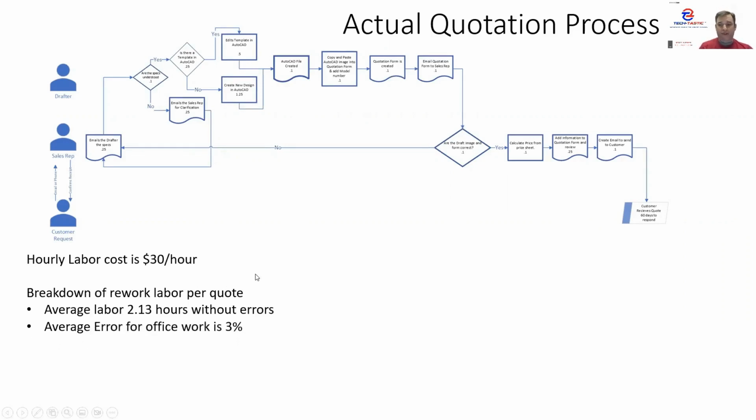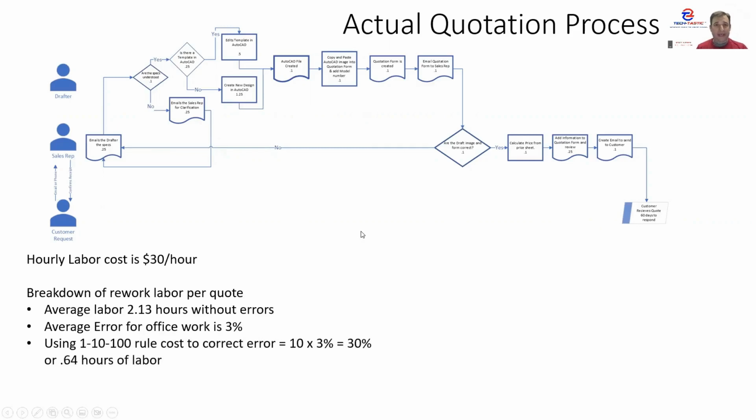Now, the average error for office work is between 1% and 5%. We're going to average this out to 3%. So office work 1 to 5%, we're saying it's 3%. Now, using that 1-10-100 rule, the cost to correct an error. So we're assuming this has not gone out to the customer yet. This is still all in process. So we're going to use that multiplier of 10.